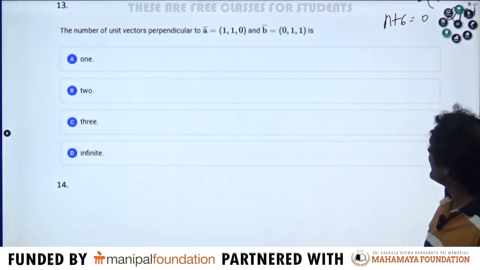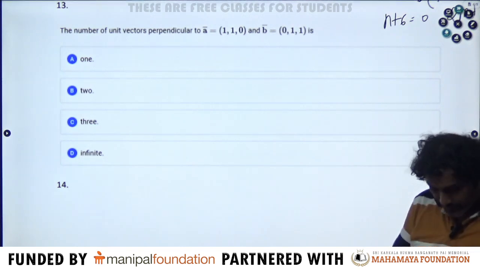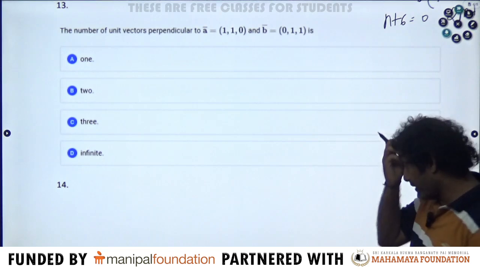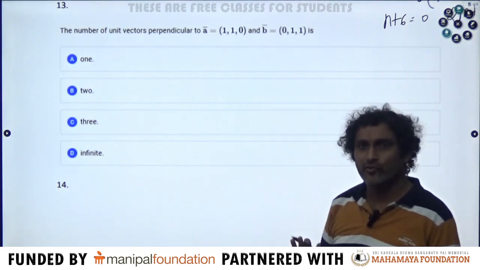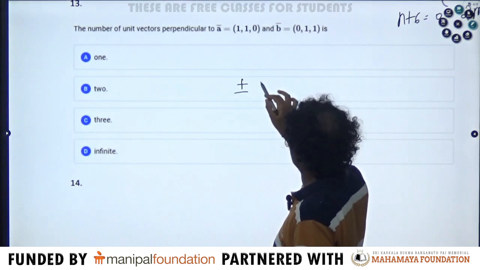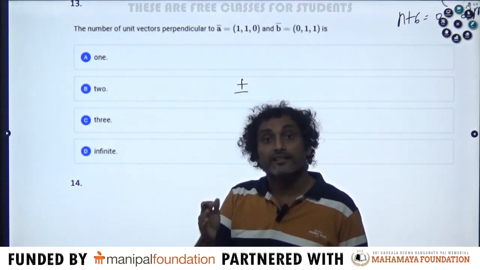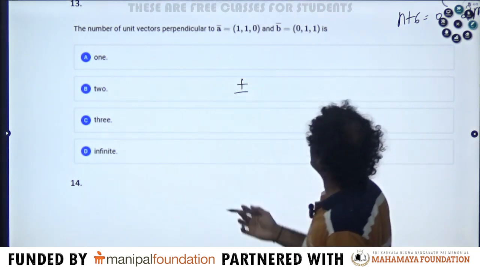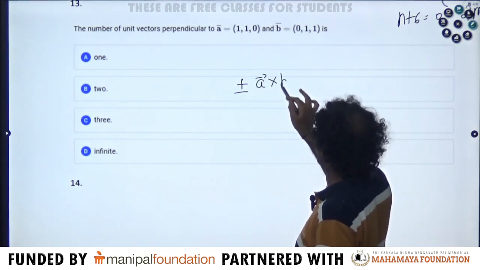Actually, there's a shortcut. I'll just give it to you directly. The number of unit vectors perpendicular to a vector and b vector is. They are asking for a number. So what you do is just do this directly. Plus or minus, the perpendicular vectors to both a and b vectors, actually you have to do a cross b.